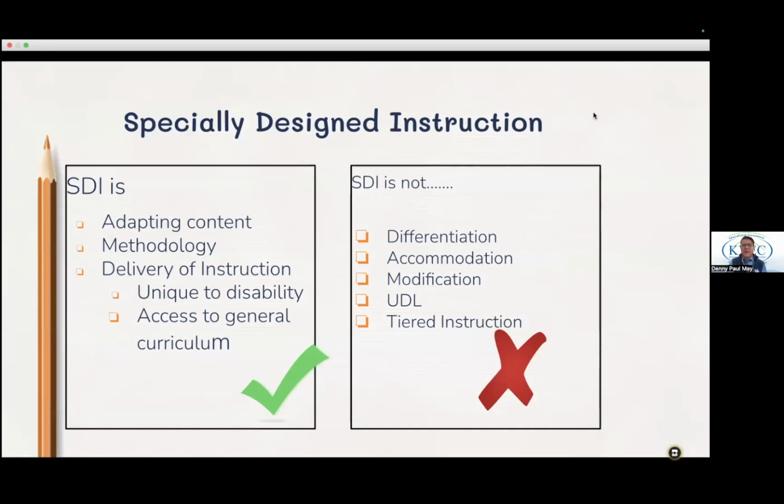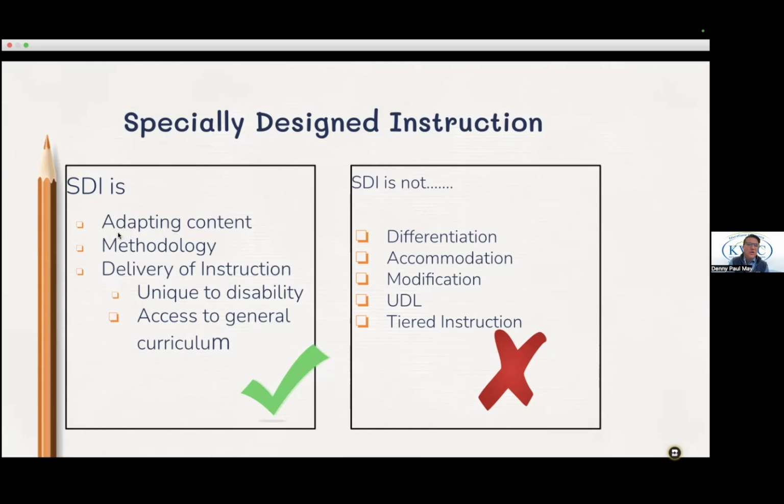So here's just a really good slide, and it really comes from Benninghoff's book. SDI is adapting content, methodology, and delivery of instruction. SDI is not differentiation, accommodation, modification, universal design for learning, or tiered instruction. So I'd like for you to take just a second and think about each of these three pieces right here.